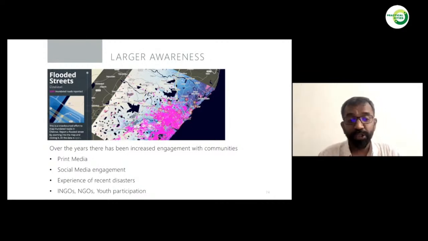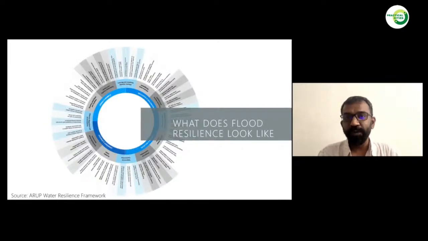And of course, there is a huge increase in the number of NGOs working in this particular sector. And of course, the youth participation and the interest in this particular talk is also a reflection of the same, that there are quite a number of people who are enthused about developing better systems or supporting in creating better systems. So there is a larger awareness which is going to be a very critical factor as we move towards building flood resilience. And so what does flood resilience look like?